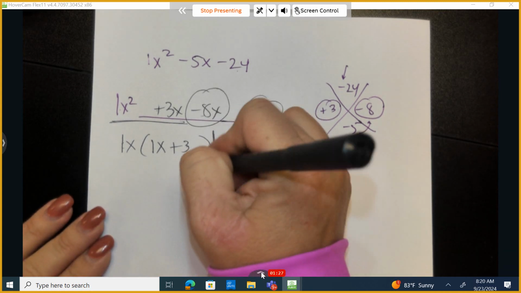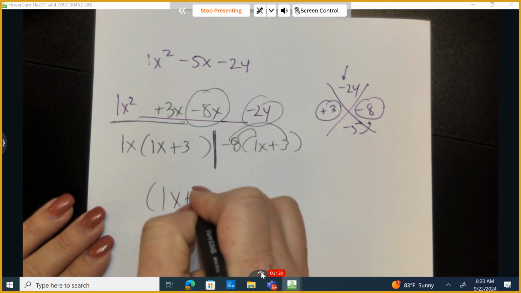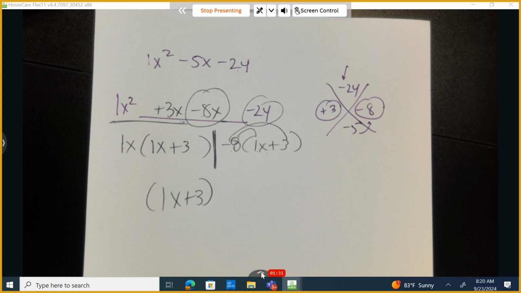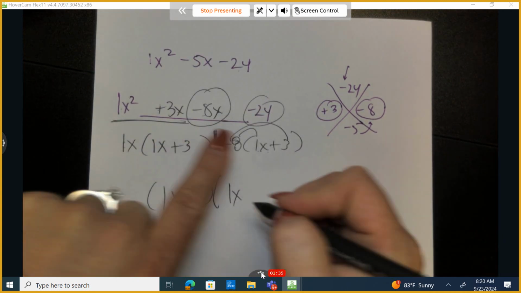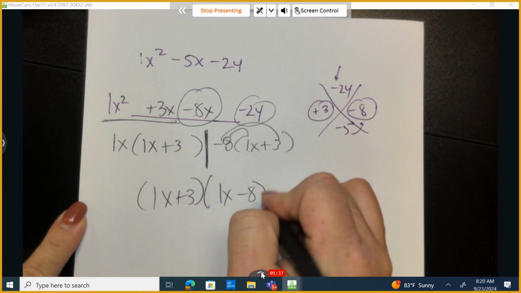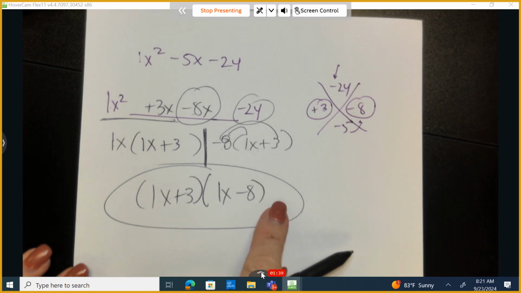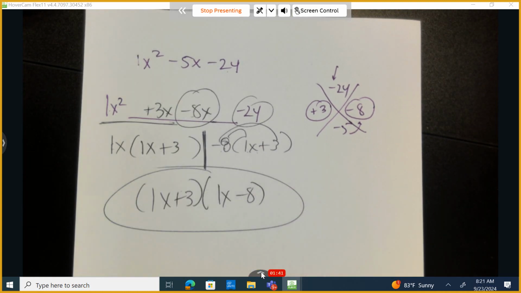So this is good. We have a front and a back. They both contain a 1x plus 3. If you simply write x plus 3, it's the same as 1x plus 3. What's in front of the first parentheses? 1x. What's in front of the second parenthesis? Negative 8. This is factored form. It's equivalent to this original expression.